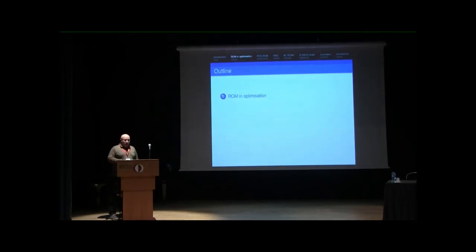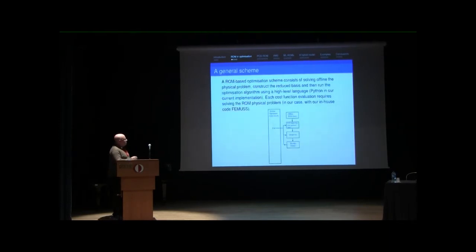Okay, so let me go to the role played by reduced order models in optimization. This is just an idea. It's very simple to understand. So in any optimization problem, and particularly in aerodynamics, you have to evaluate the cost function many times. So which is the idea?